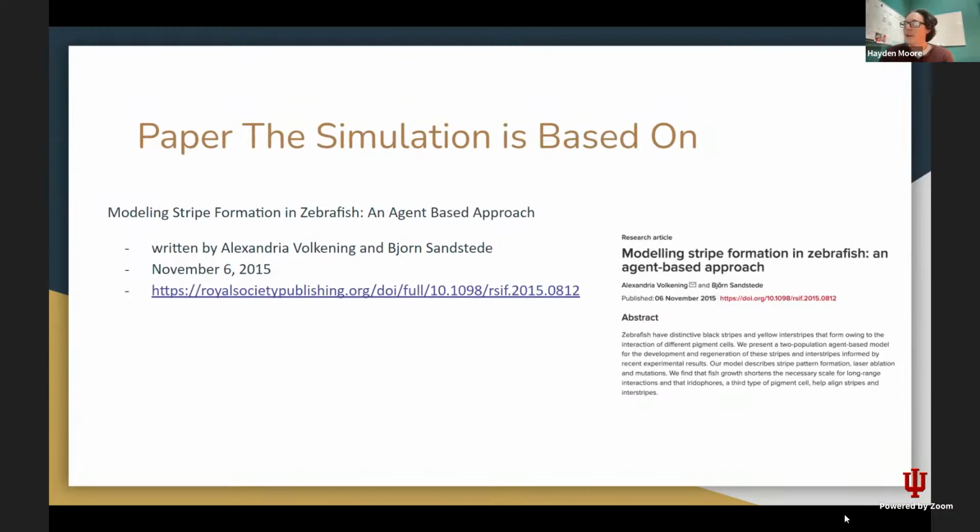So the paper that our latest implementation is based on is Modeling Stripe Formation in Zebrafish: An Agent-Based Approach. This work was written by Alexandria Volkening and Björn Sandstede. And before we get more into that, we will go into the biological background.